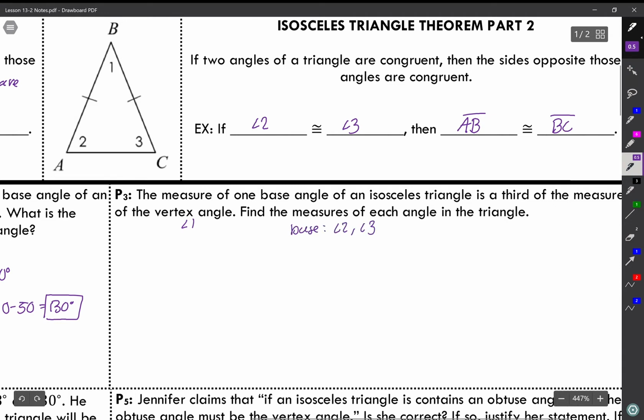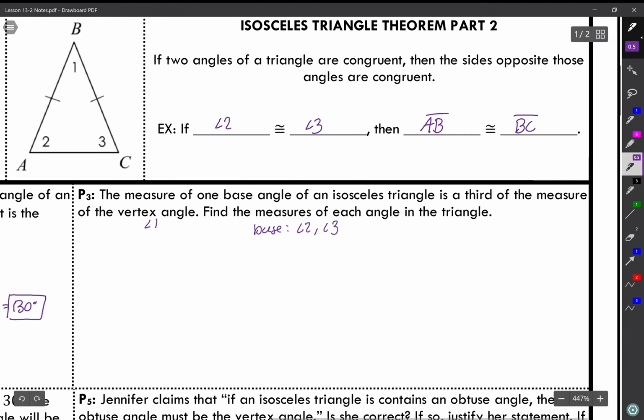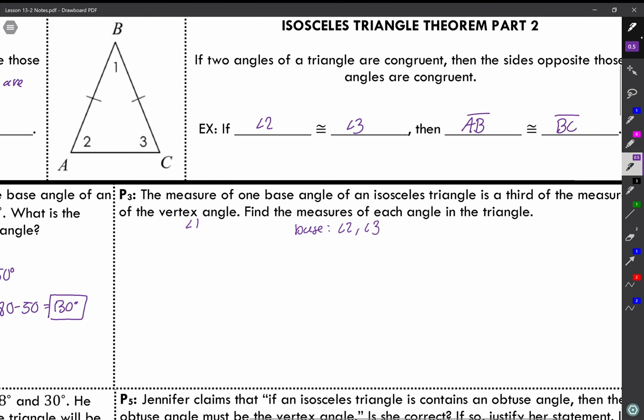So I know that the measure of one base angle of an isosceles triangle is a third of the measure of the vertex angle. So I can say that the measure of angle 2, say that's one of the base angles, is going to be equal to 1/3 of the vertex angle, which is angle 1. And then since the base angles of an isosceles triangle are the same, we can say the same thing for the measure of angle 3.